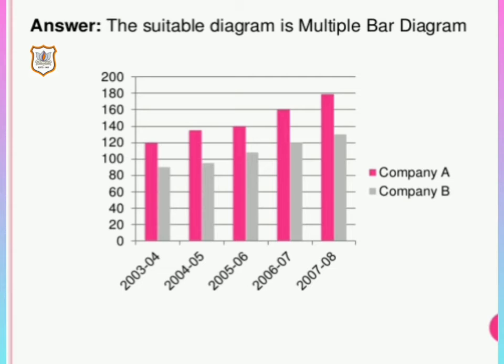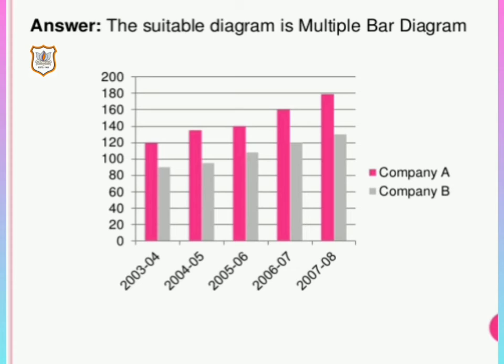In the financial year 2003-04, company A is having profit of 120 and company B is having profit of 90. As company A is in pink and company B is in grey, the pink bar is drawn up to 120 and the grey bar is drawn somewhere in between 80 and 100, that represents 90. So pink and grey are drawn together, that represents company A and company B are drawn together. In the year 2004-05, the companies are having profit of 135 and 95 respectively.